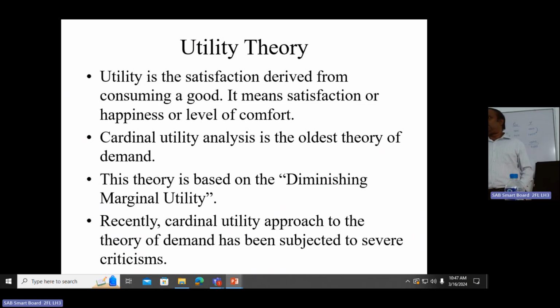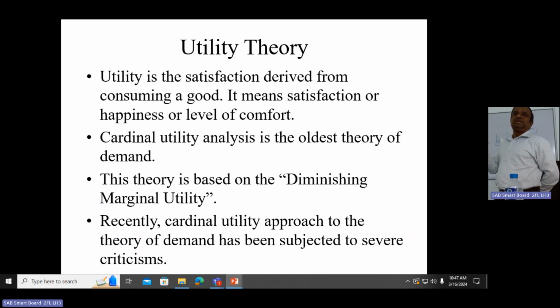In economics, we talk about this law, called the law of diminishing marginal utility. So utility theory is based on diminishing marginal utility. When you consume goods and services or the product continuously, the extra satisfaction that you derive by consuming an extra unit always diminishes. Is it true? It applies to all goods or services.